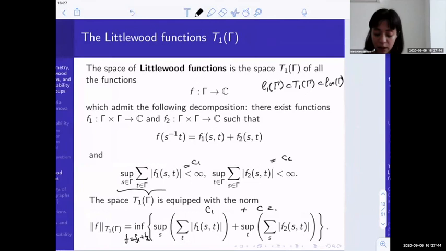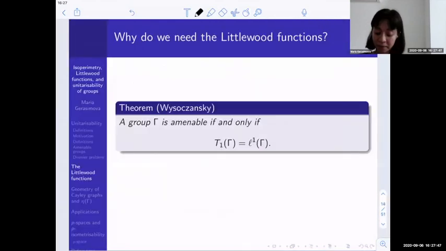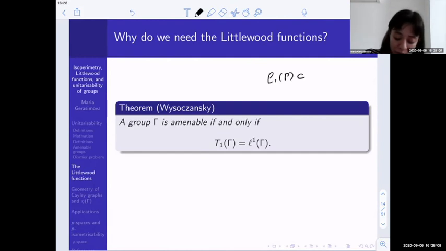What I mean is, I want to mention two results, I think a starting point for this research. The first result is due to Wysoczanski, and he proved that amenability can be characterized using these spaces. Our group gamma is amenable if and only if, I wrote already that L1 of gamma is a subspace of T1 of gamma, and if T1 of gamma is a subspace of L1 of gamma, so they are the same, then this is really a characterization of amenability. And this is not the end.